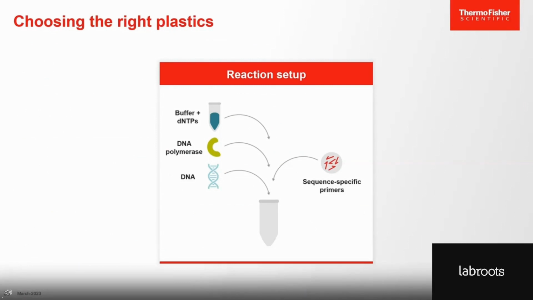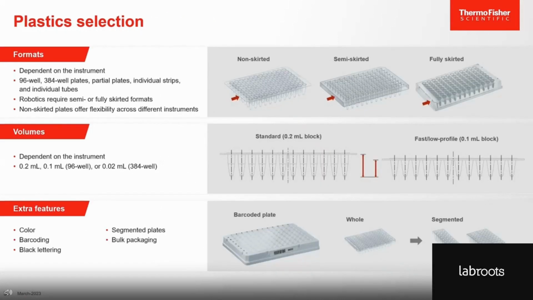One more essential component of every PCR reaction is PCR plastics, PCR tubes or plates. Choosing the right plastic consumables is crucial for optimal PCR and qPCR performance. It is important to consider the instrumentation, volume, and extra features when selecting plastics. Different plate formats are available based on the cycler compatibility and automation requirements, such as semi or fully skirted plates for robotics and non-skirted plates for flexibility across different instruments. Low-profile plastics are recommended for reducing evaporation and enhancing thermal conductivity.